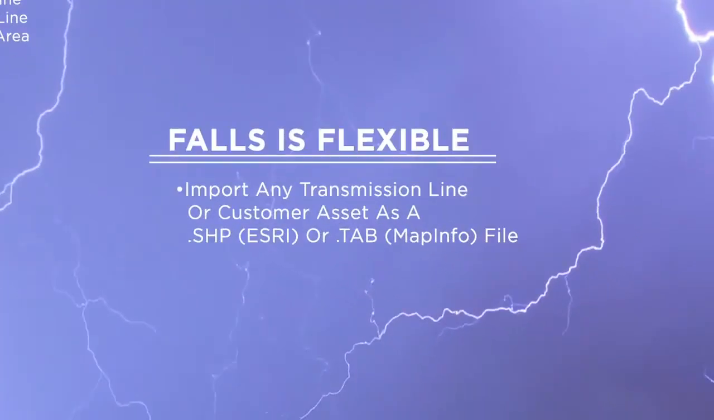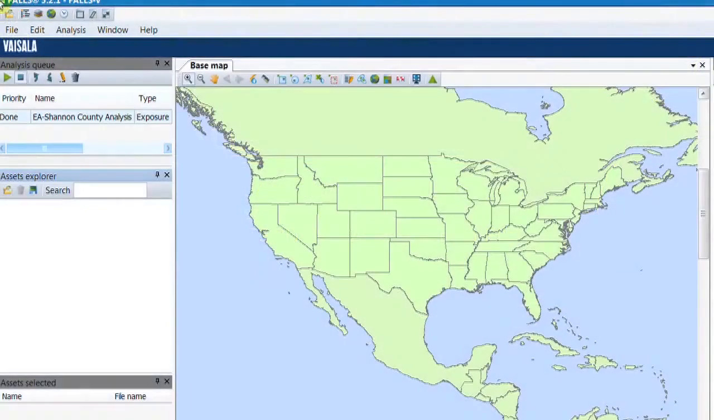Now you might ask, is Falls flexible enough to allow any transmission line or other customer asset to be imported either as a shape, Esri, or tab, MapInfo file? Absolutely. Let's look at the three main types of analysis.